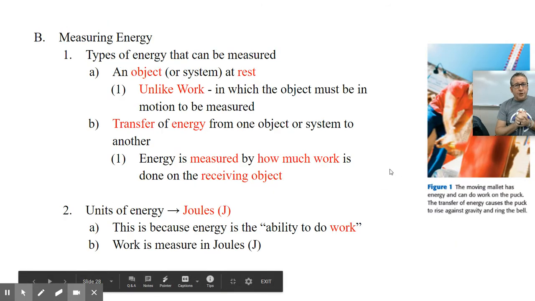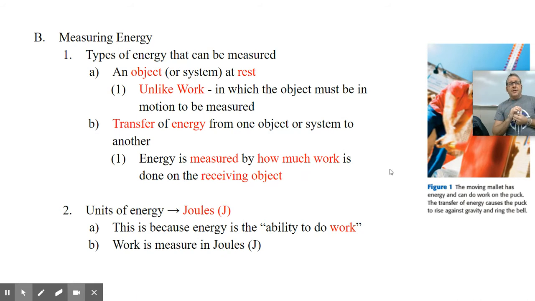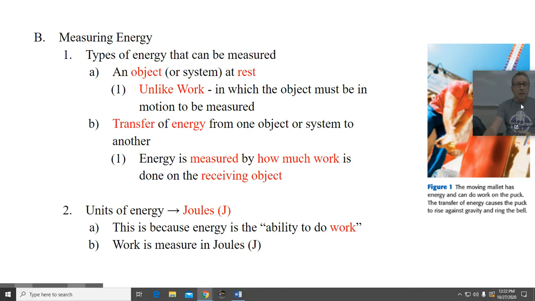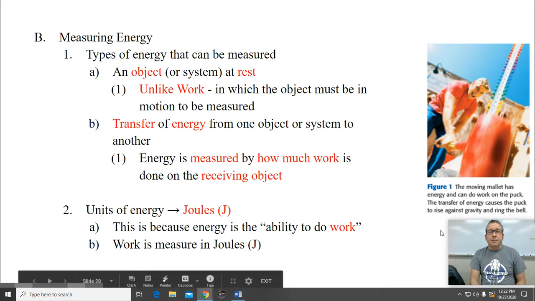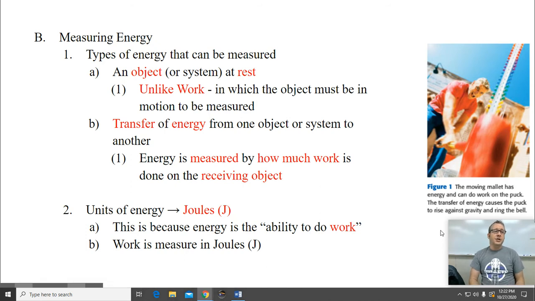So let's measure energy, okay? Types of energy that can be measured. An object or system at rest, okay? Unlike work, in which the object must be in motion to be measured, the transfer of energy from one object or system to another can be measured. So it's measured by how much work is done on the receiving object. And again, energy is in terms of joules. Now, it's not the first time we've seen that unit, okay? This is because energy is the ability to do work. So we measure that in joules as well, much like what we saw with work.